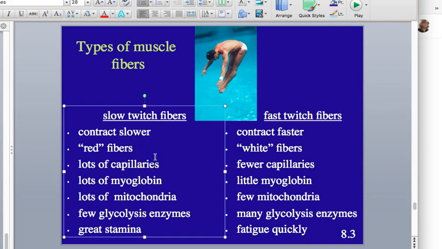On the other hand, your slow twitch muscles, or your red meat, your red fibers, they're red because they have a very strong blood system. They have a lot of capillaries that allows for a lot of myoglobin to be present, which is red. And they have a lot of mitochondria, which is also red. And they have really good stamina.